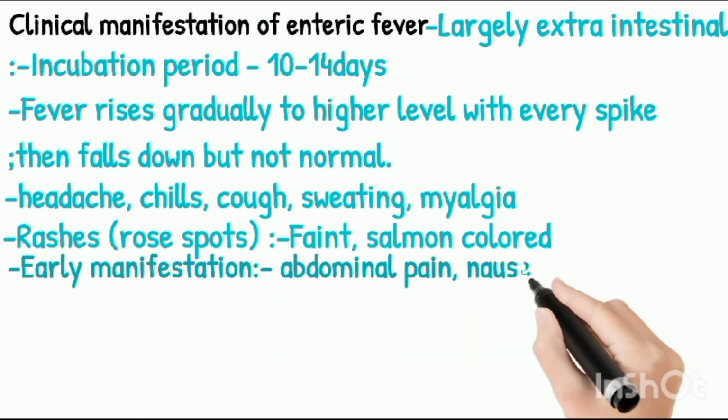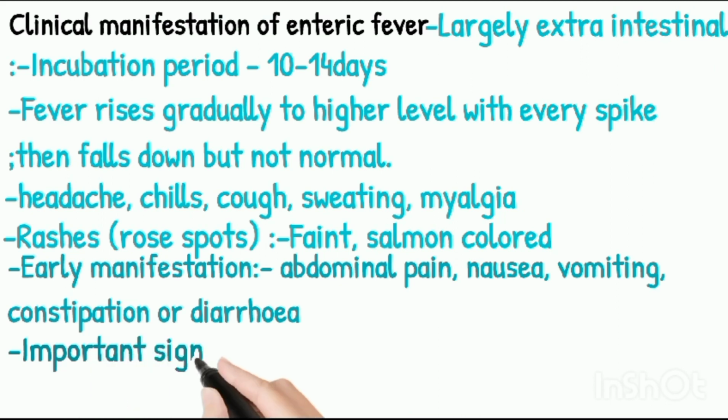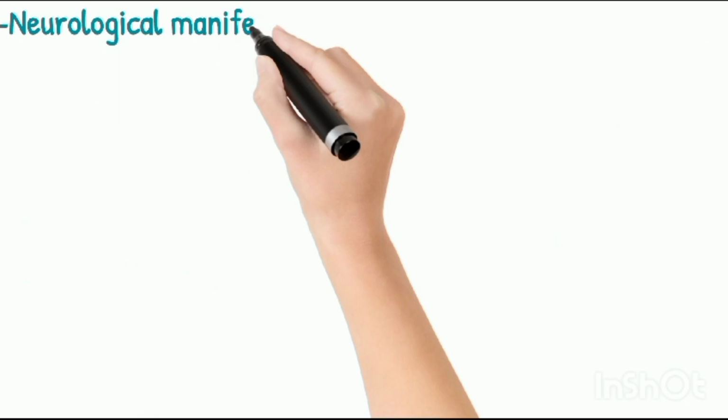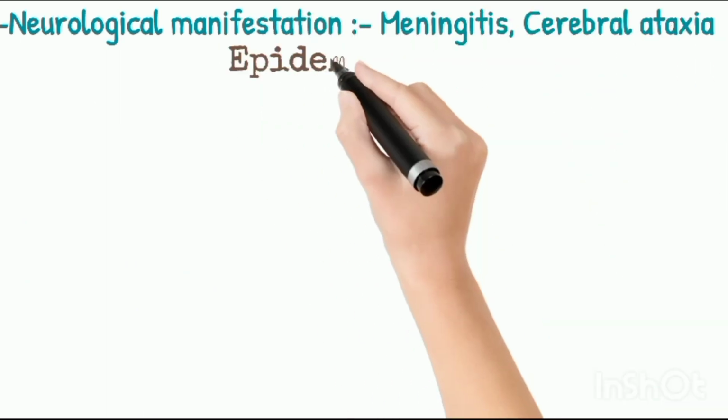Early manifestations include abdominal pain, nausea, vomiting, and constipation or diarrhea. Important signs: hepatitis, splenomegaly, epistaxis, and relative bradycardia. Neurological manifestations: meningitis and cerebral ataxia.